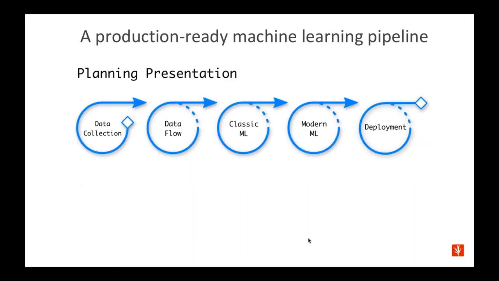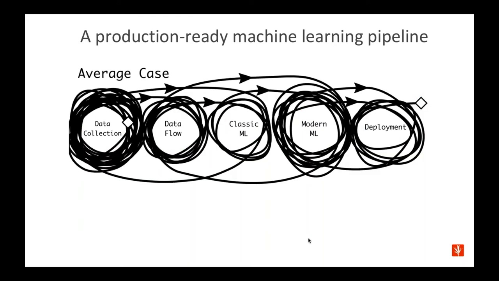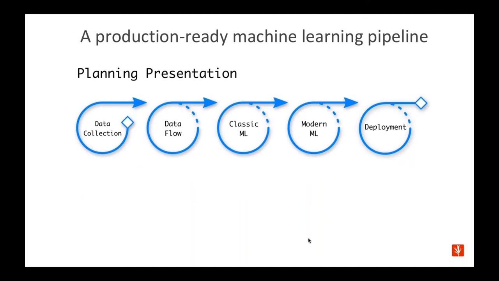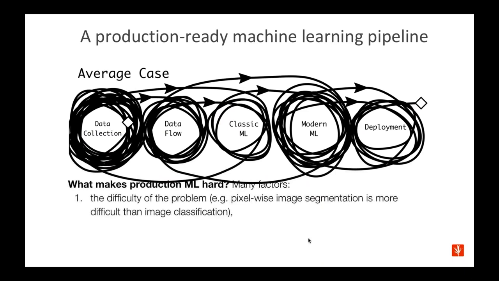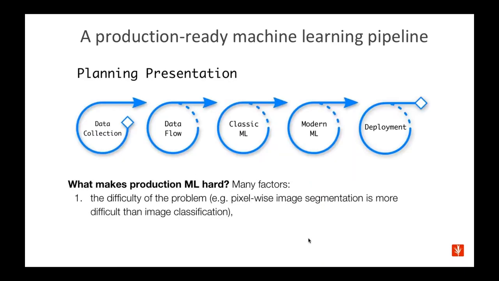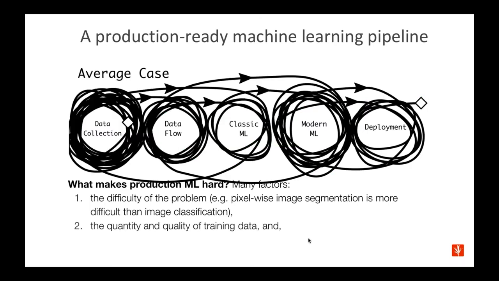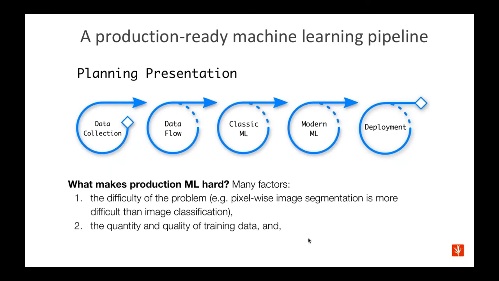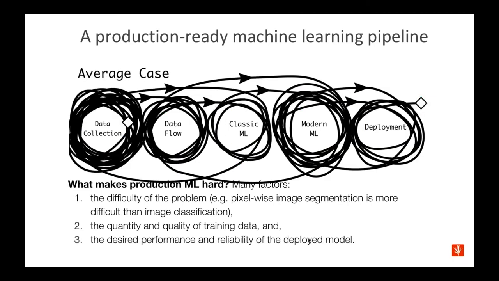So what makes ML hard? Well, there are many factors. There's the difficulty of the problem: pixel-wise image segmentation is more difficult than image classification. There's the quantity and quality of the training data, and the desired performance and reliability of the deployed model. In lots of cases we've seen, having very high accuracy is not as important as just having a good signal, which you can use to build a tool that people will use for verification.